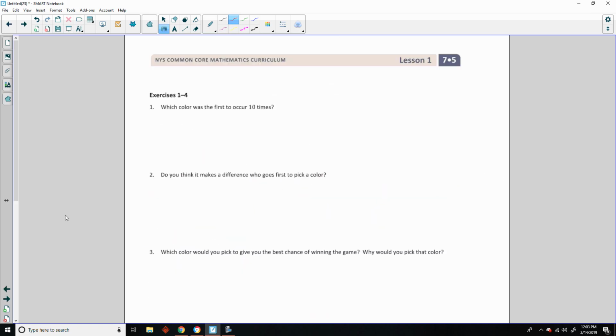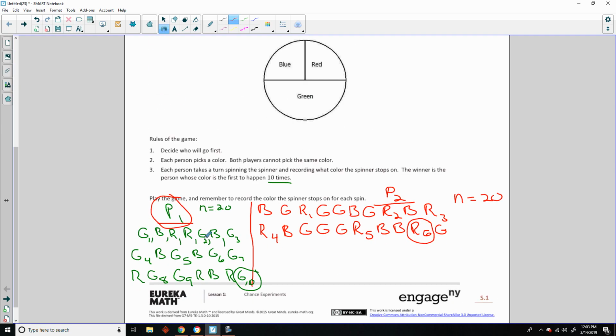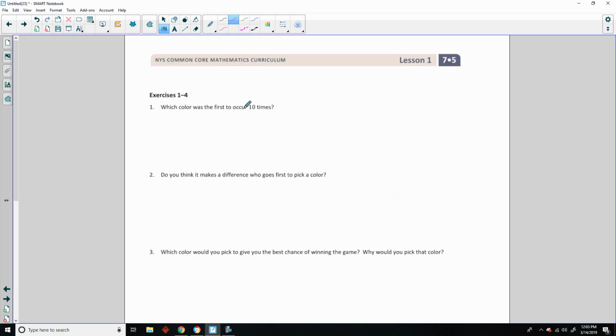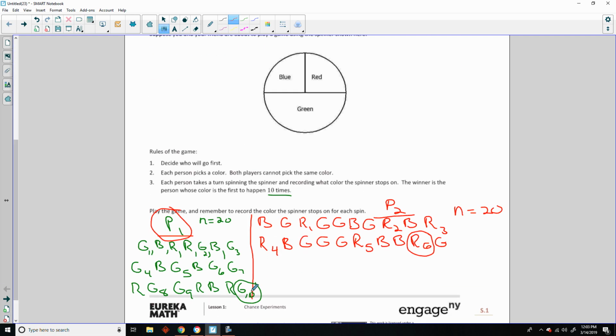Okay. Number 1, which color was the first to occur 10 times? So going back, I just did this 10 times for one person, then 10 times for the other, but let's assume it was alternating. Okay. So then the question says, which color was the first to occur 10 times? And the answer is green.